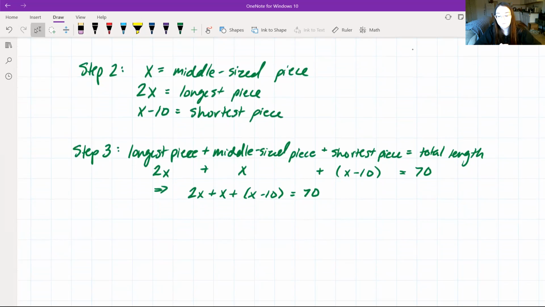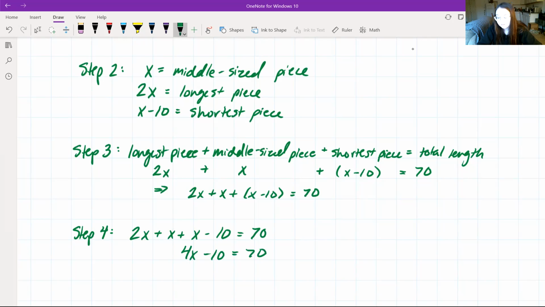Now we can use step 4. Step 4, we now just want to solve. We see here that in our equation, our x minus 10 is in its simplest form, and taking out a parentheses doesn't change our equation, so we're going to go ahead and just take out those parentheses. So we're going to say this is 2x plus x minus 10 is equal to 70. And we want to combine our like terms. So 2x plus x is going to be 4x minus 10 is equal to 70.